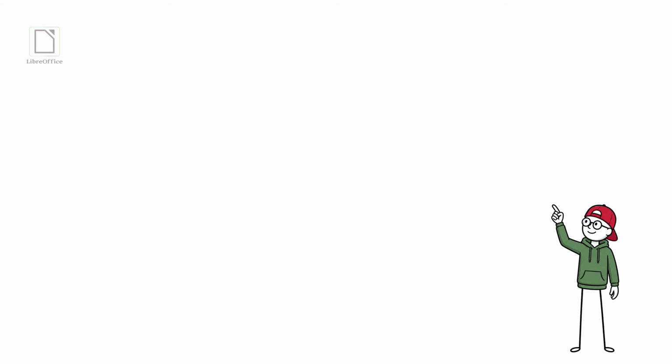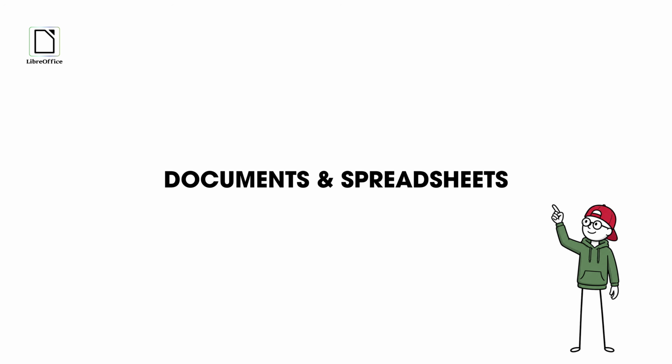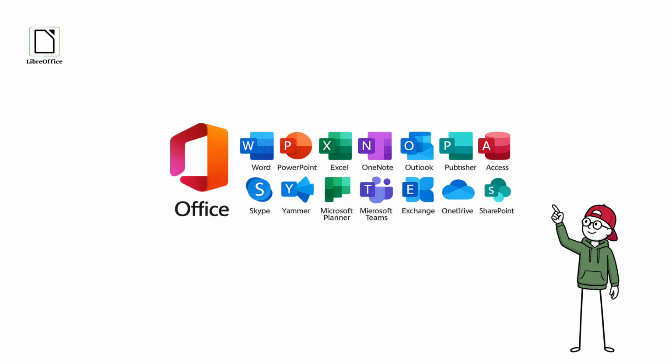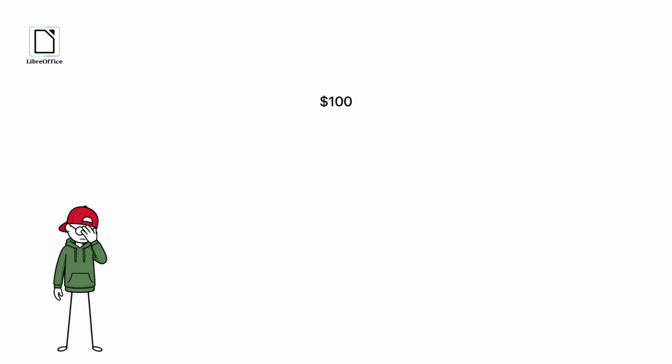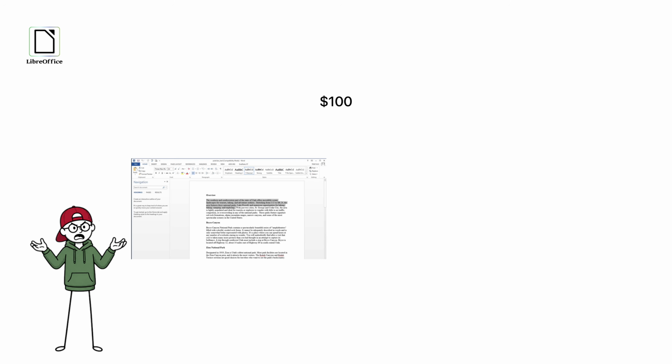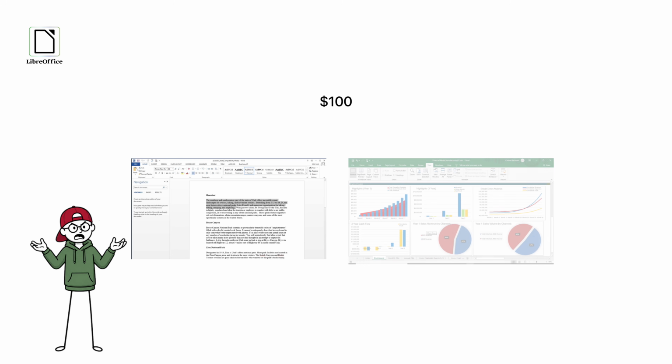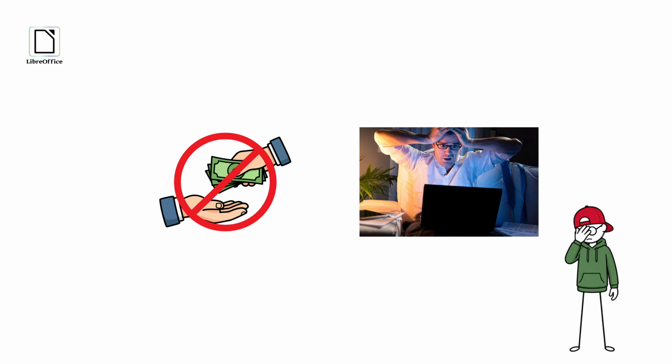LibreOffice. Let's talk about documents and spreadsheets. Microsoft Office is essentially a mandatory tax on using a computer at this point. You pay $100 a year just for the privilege of typing words into a Word document or making a basic financial model in Excel. And if you stop paying, you get locked out of editing your own files.